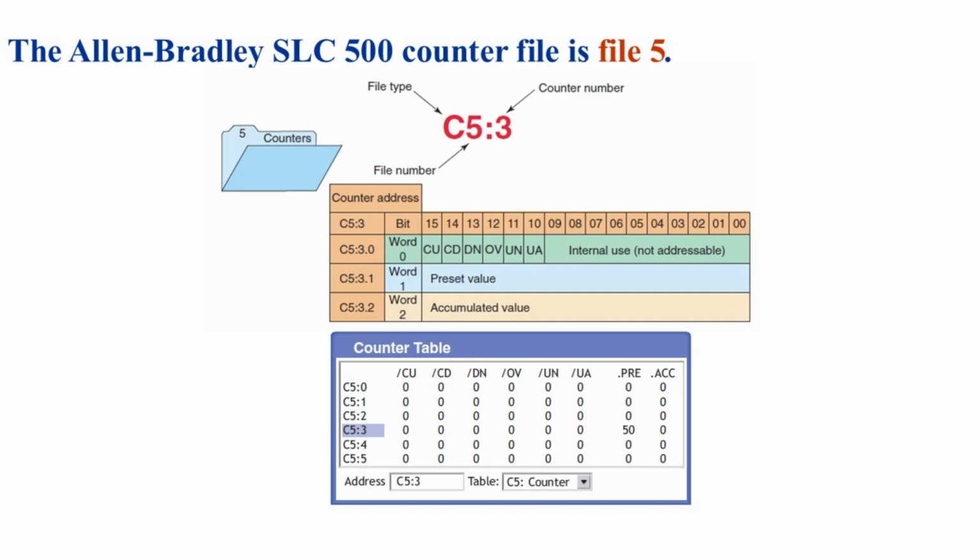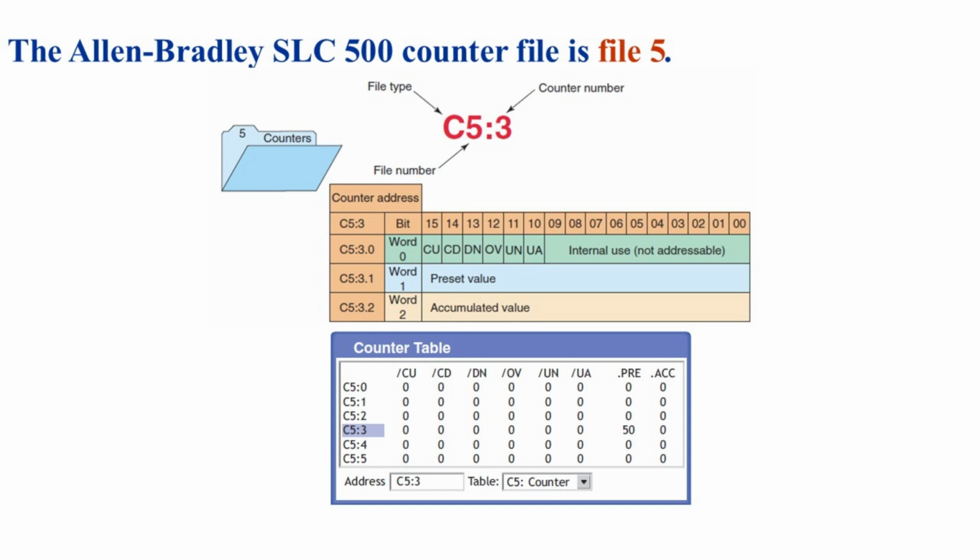In the Allen-Bradley SLC 500, all counter data is stored in file number 5. Each counter has a unique address. For example, C5:3 means counter number 3, located in file 5. Every counter file contains 3 main words. Word 0 stores the status bits. Word 1 holds the preset value, and word 2 holds the accumulated value.